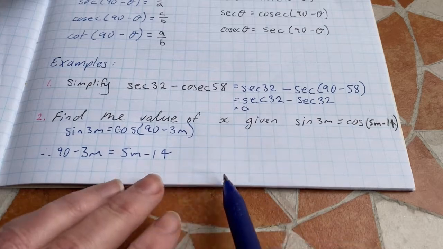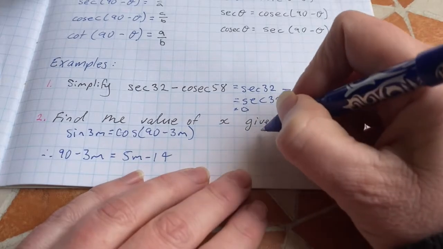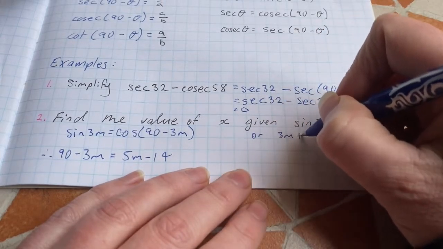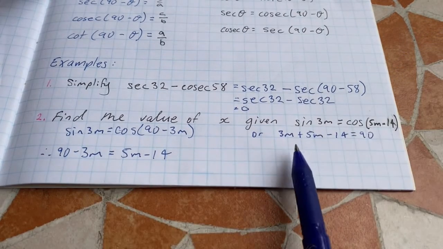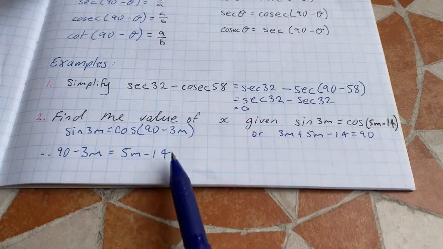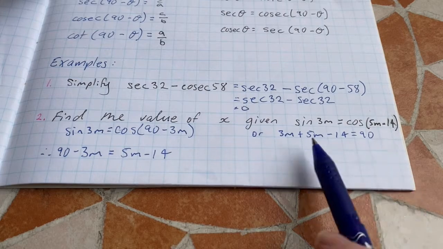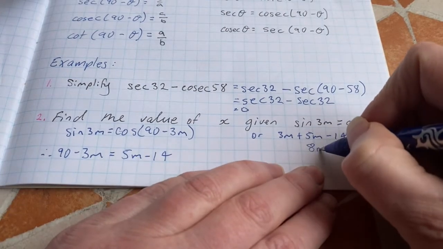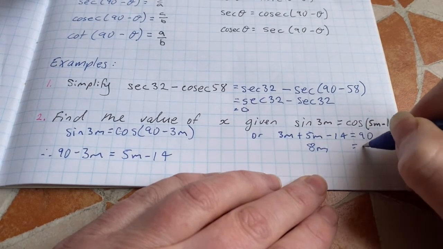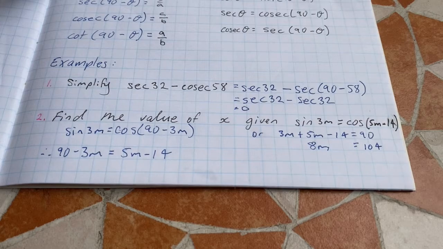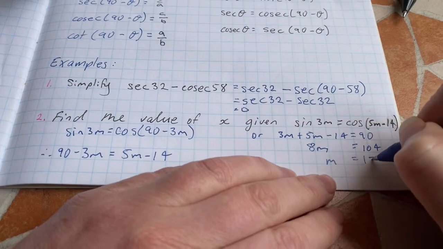Now another way you could do it is to say if you add these you get 90 because of the complementary angles. So you could say 3m plus 5m minus 14 equals 90 degrees. I prefer this. They are the same. You can see that's just got the minus 3m over the other side, but they're both the same. Now we know how to solve that quite easily. 3m and 5m make 8m. Let's actually just add that 14 to the other side, so that's 104. So dividing by 8, I get m is equal to 13.